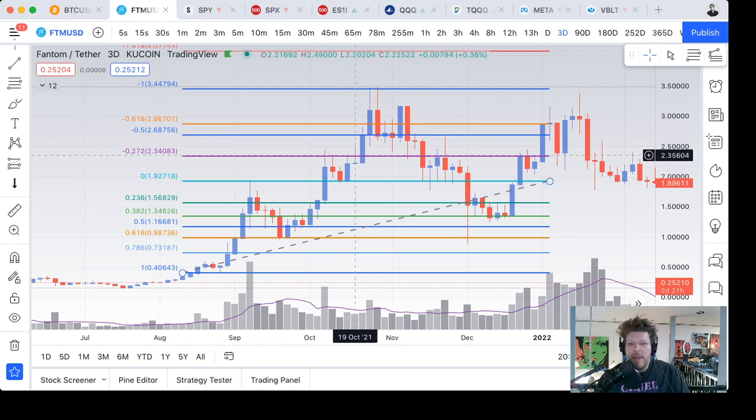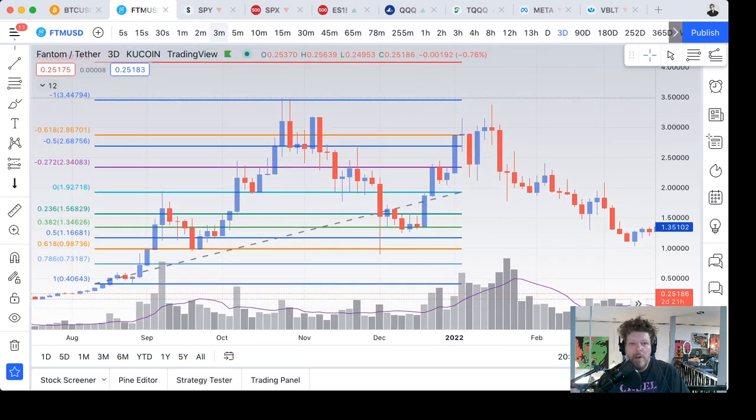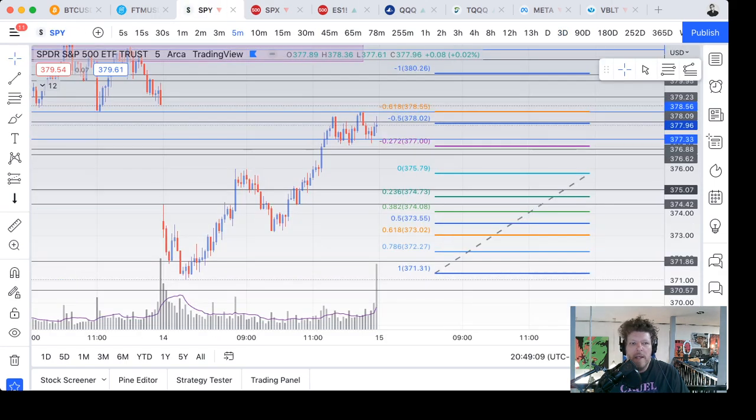Once it continued, then my next targets on this break of the 1.272 would be the 50% level and the 1.618. And you can see this one continued all the way up to the 100% extension, and then we got this double tweezer telling you that the move was finished. Tweezer tops were done, and then it broke down from there. So this was done on the 3-day chart for Phantom.